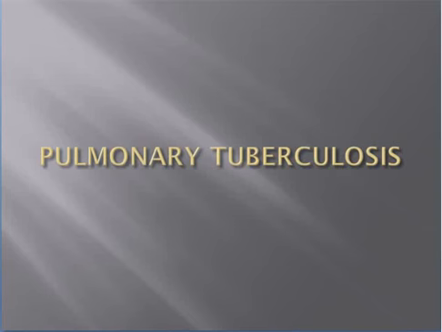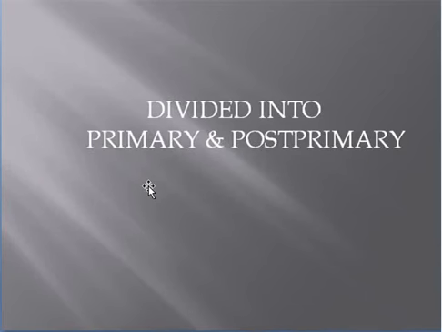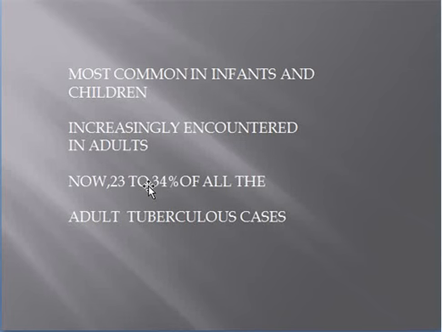First of all, the most common presentation of tuberculosis is pulmonary tuberculosis. Pulmonary tuberculosis can be divided into primary and post-primary tuberculosis. Primary is most common in infants and children, now increasingly encountered in adults, and today it's 20 to 34% of all the adult tuberculosis cases.